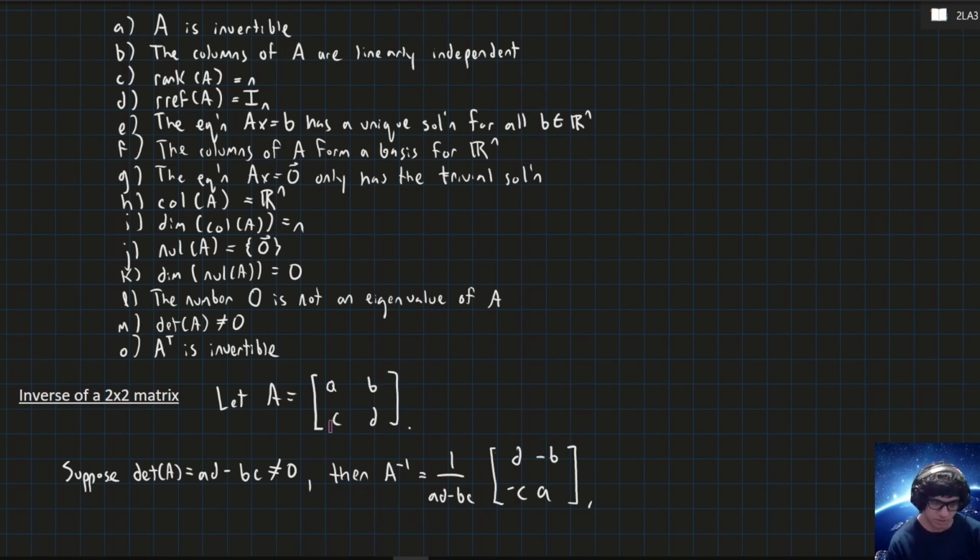This is an explicit formula for A inverse. You swap d and a. You multiply b and c by -1. And then you multiply the whole matrix by this scalar, which is 1 over the determinant. So that's the explicit formula for computing the inverse of a 2 by 2, if it exists. If it doesn't exist, then the determinant will be 0, and then this will be undefined, and you won't be able to calculate it.